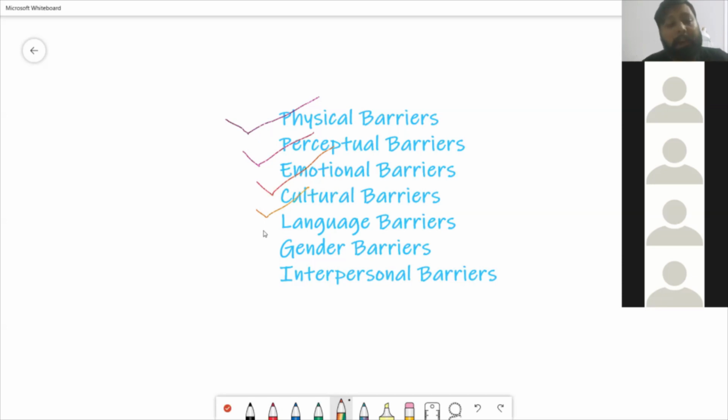Cultural barriers. The next that I have here is language barrier. This is very simple. If you don't understand my language and I don't understand your language, that is as simple as that. If I'm talking to you in English, you don't understand English. You are talking to me in Hindi, I don't understand Hindi. Those are language barriers. So each one of us will have to come on a neutral platform in order to be able to talk to each other. That is, I will have to learn a little bit of Hindi, you will have to learn a little bit of English so that we can communicate with each other.